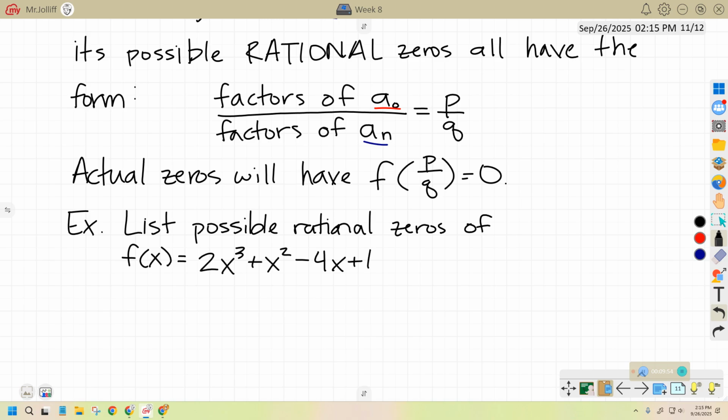So we're going to use the rational zero theorem, RZT. It tells us all our rational zeros should be fractions. Numerator is factors of the constant term. Denominator is factors of the leading coefficient. So let's start. What is my a sub 0? What is my a sub n?